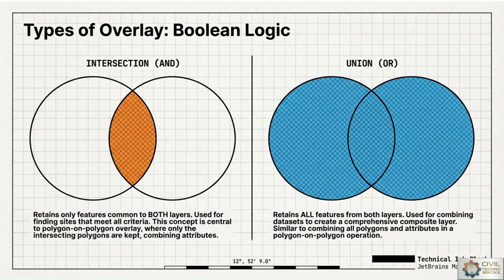Second part, with reference to union, or we can say the OR gate, union retains all features from both layers, so that we can consider all the information which is incorporated between two layers or combined between two layers, using that combined data sets to create a comprehensive composite layer similar to combining all polygons and attributes in a polygon on polygon operation.